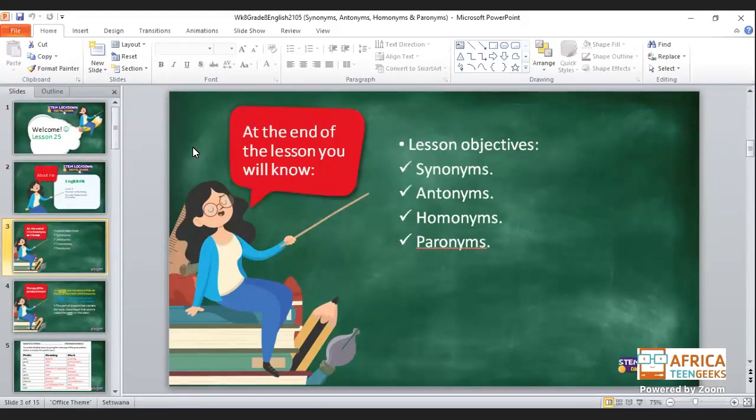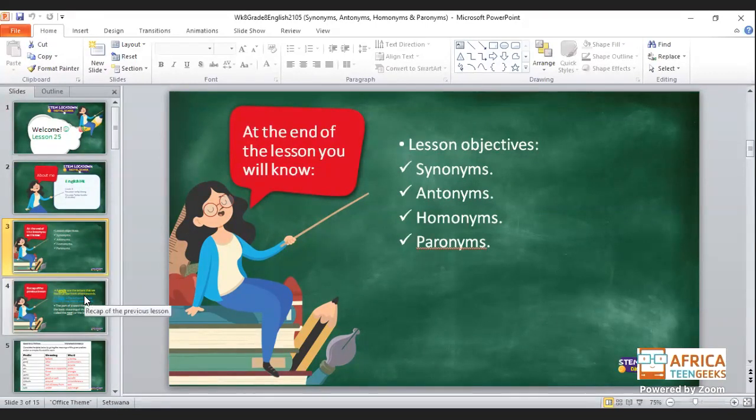And this is what we will be doing today. Today's lesson is really about paronyms. But before we get there, we will pass through our former friends: synonyms, antonyms, homonyms, and then we will get to paronyms, okay? So it's going to be an awesome lesson. I hope everybody's ready for today's lesson. I am ready, and without a waste of time, let us get on with it. All right.